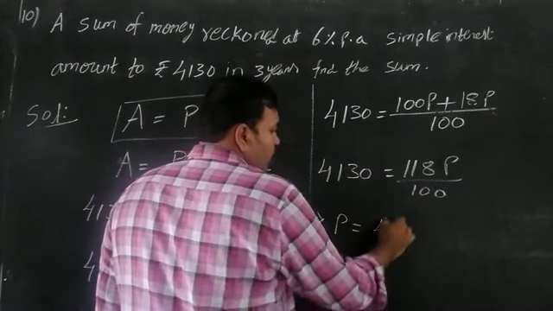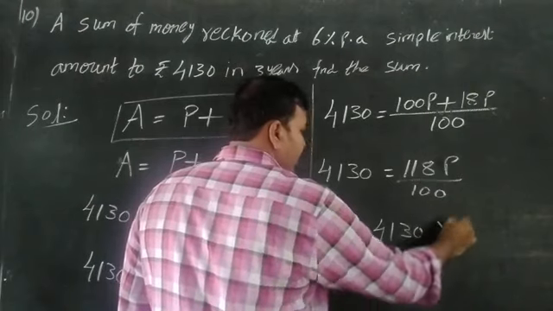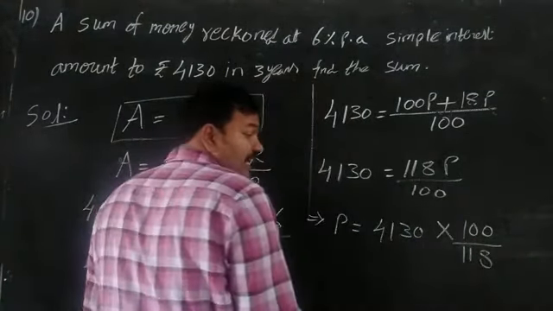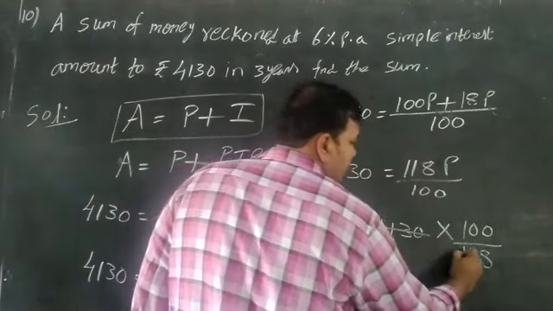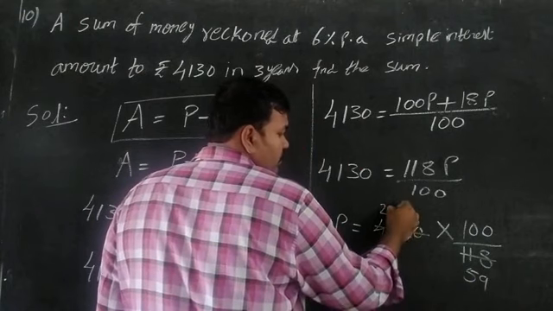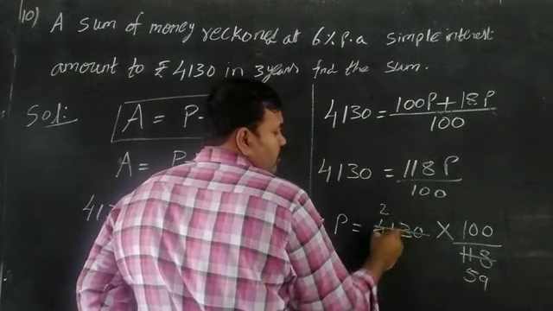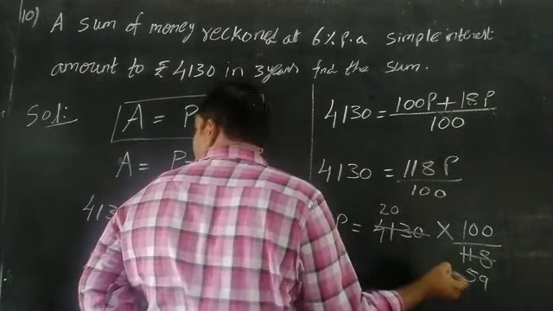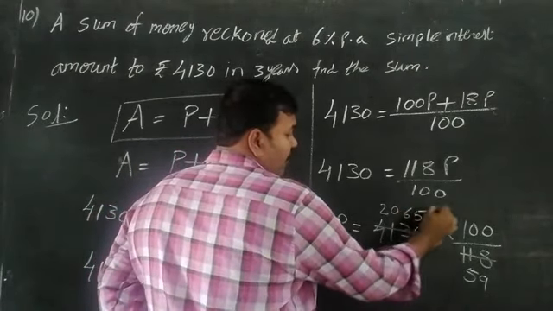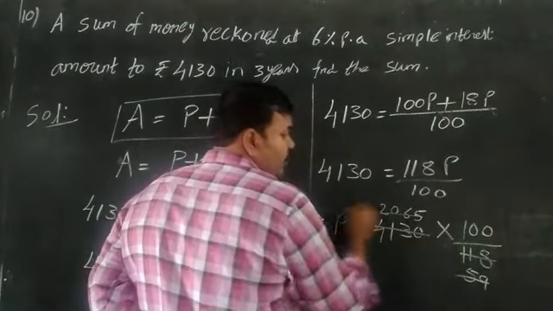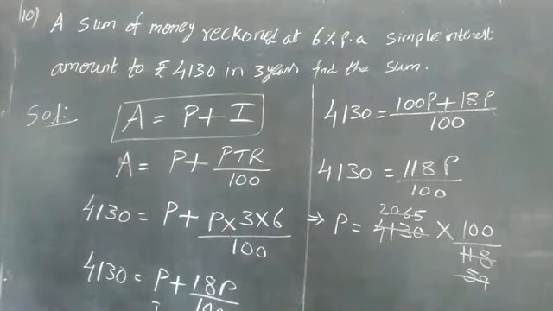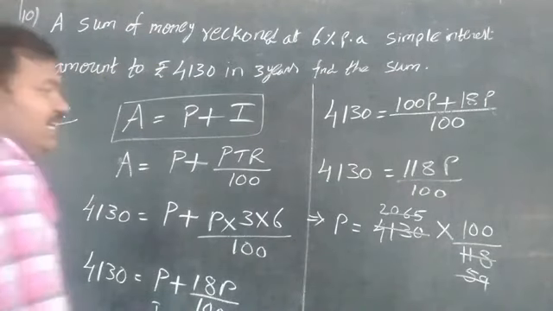We want only the value of P. P is equal to 4130 into 100 by 118, taking the reciprocal. Doing cancellation, 59 twos are 118. Again 59 cancellation, it will not cancel in the table. 5 plus 9, 9 plus 5, 14. Direct 59 cancellation is 35 times.